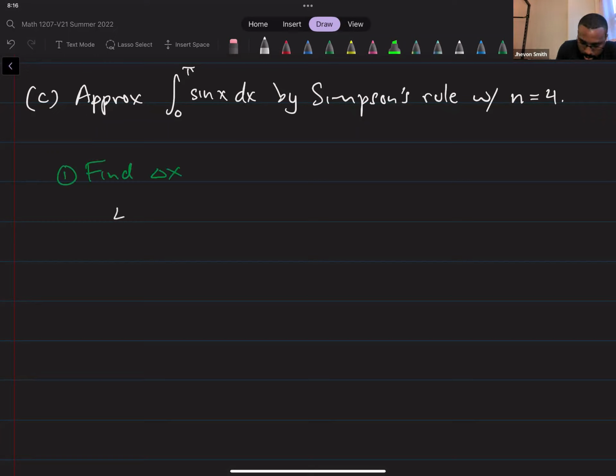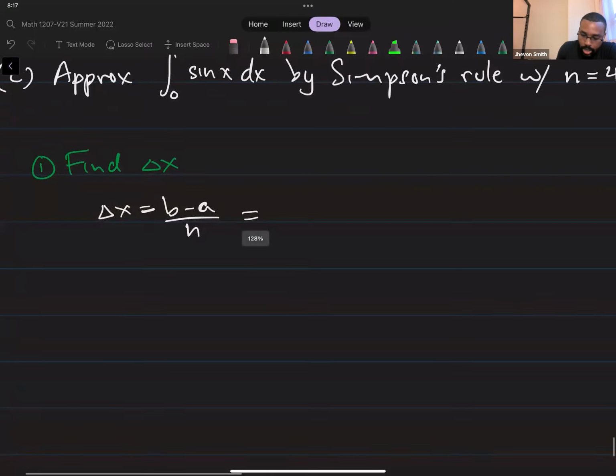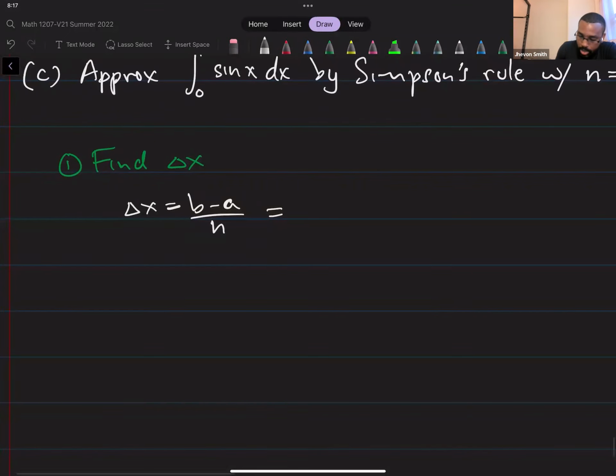Delta x is always going to be b minus a over n, where a is the lower limit, the left endpoint of the entire interval that you care about. B is the upper limit, the right endpoint of the entire interval that you care about. So in this case, it's pi minus 0 over 4, pi over 4.